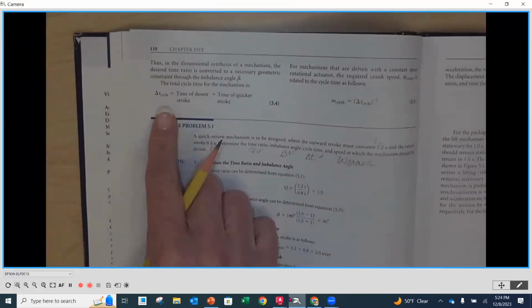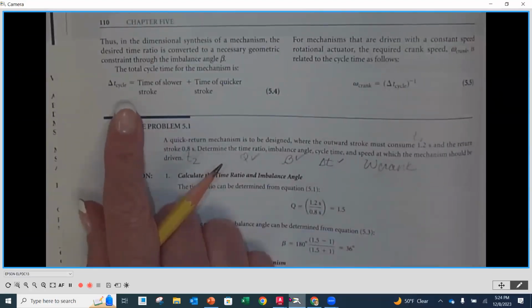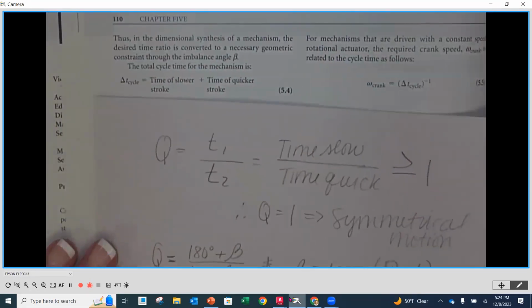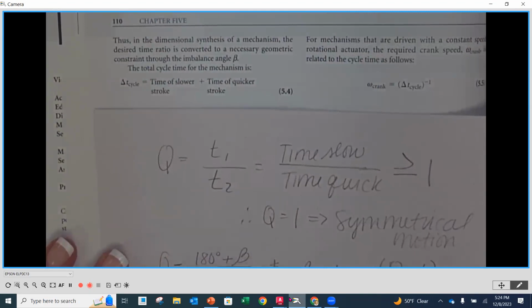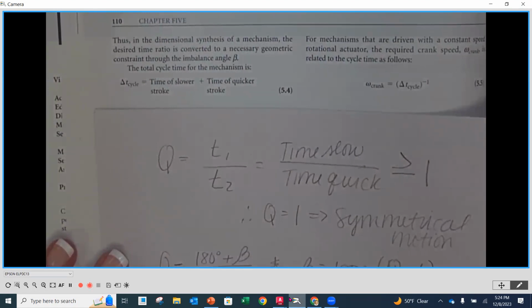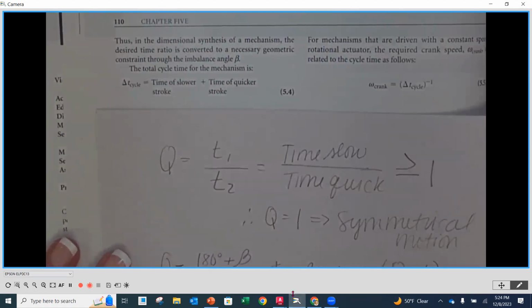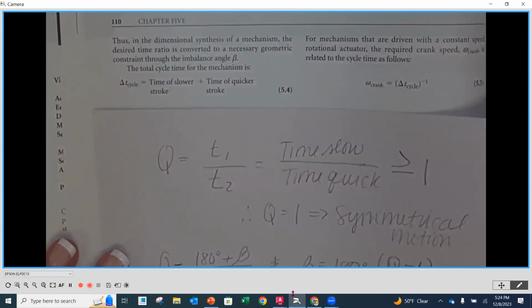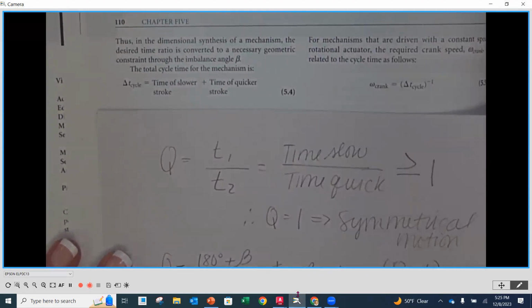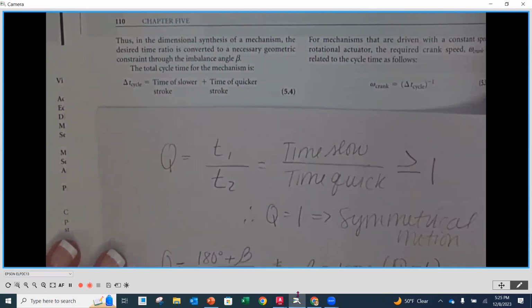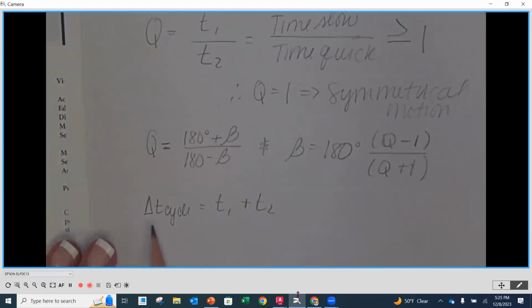I'm going to turn the page, and at the top of the page, we've got a couple more to add to our equation sheet. The next one is the calculation for the total time for a cycle. That's going to be referred to as change in T for the cycle time. So change in T cycle time is going to be equal to T1, which is the time of the slower stroke, plus T2, which is the time of the quicker stroke, or the return stroke.